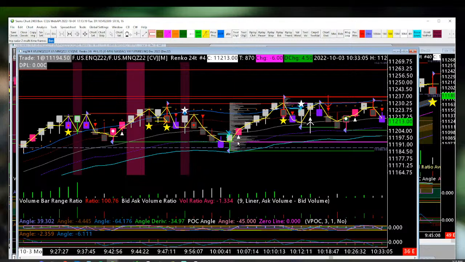Volume build down here. Volume build up here. So because this volume build was at the lows, here, let me get rid of this. Because this volume build was at the lows. Hold on. Volume build down here. Volume build up here.